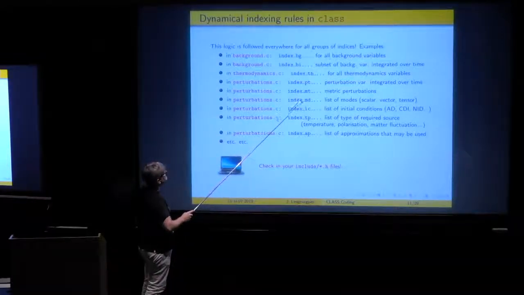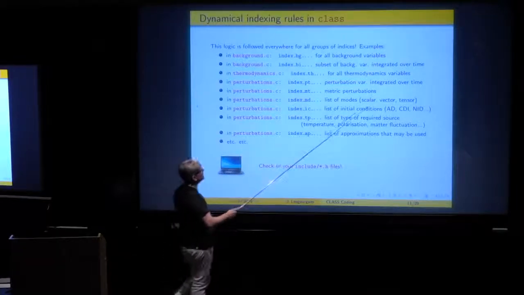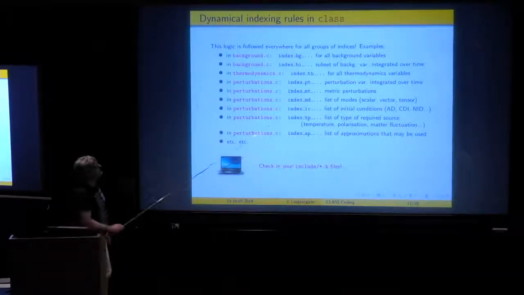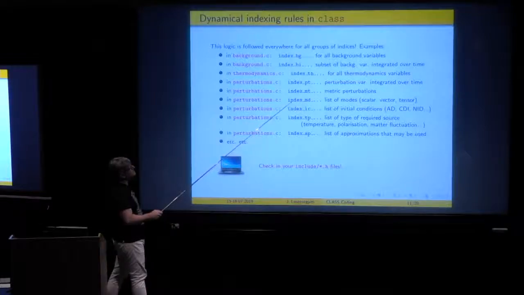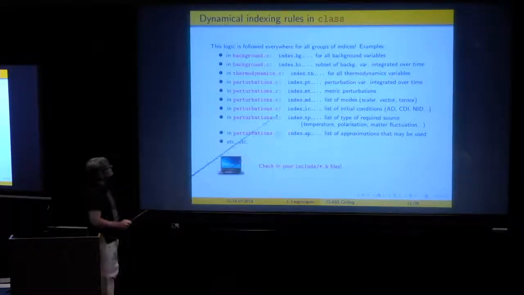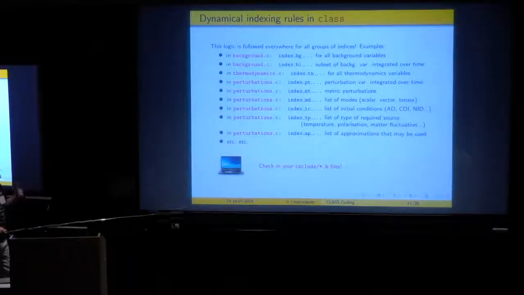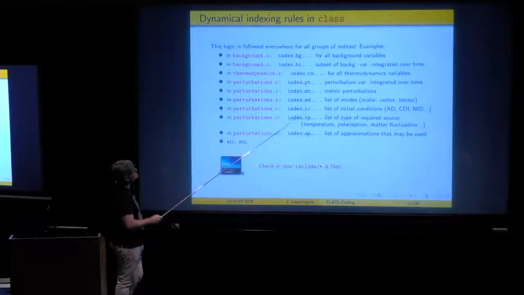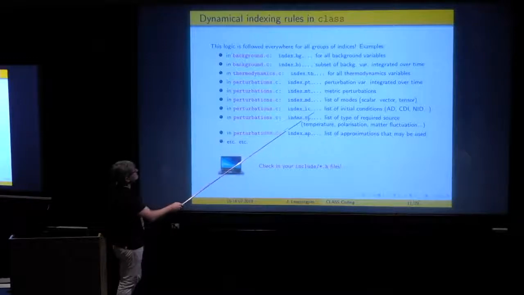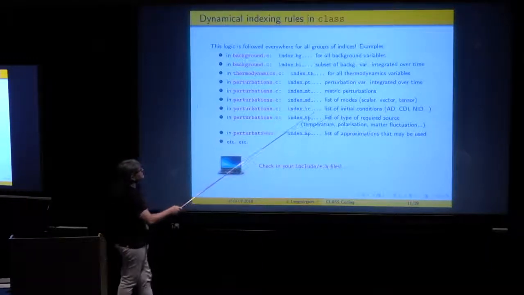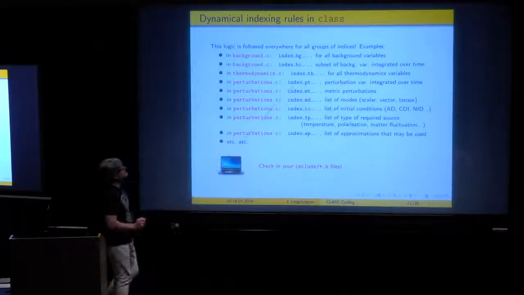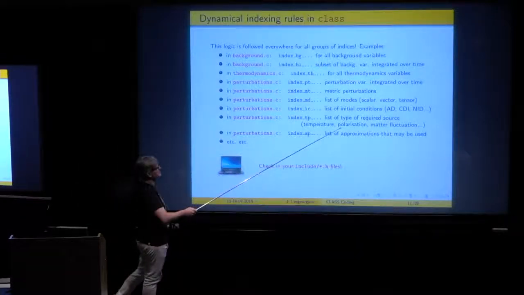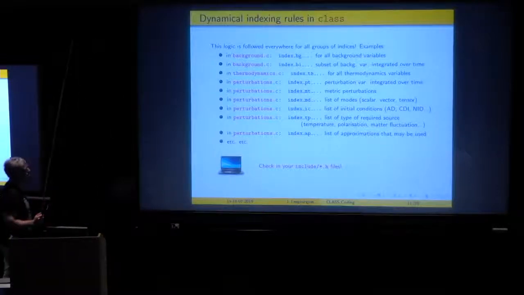Index MD is the index over the modes, scalar, vector, tensor. So of course, if you do simple cosmologies with only scalar modes, the only one that will be assigned will be index mode scalars. Otherwise, you will have index mode scalars, index mode tensors that will both be assigned. Okay, for the loop over initial conditions, you have an index IC, and then it's IC adiabatic, IC isocurvature CDI, IC neutrino isocurvature density, etc. TP is type of source. So as I said, it's the source of temperature, polarization, matter fluctuations, etc.